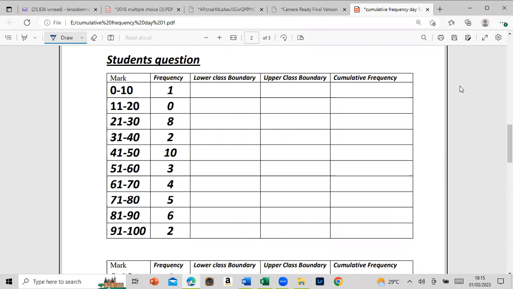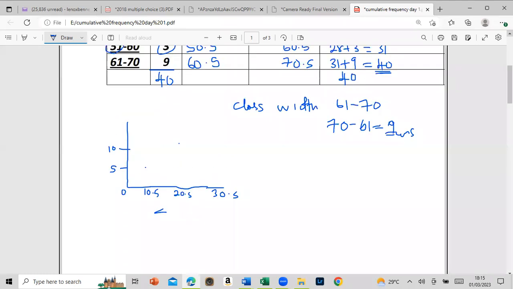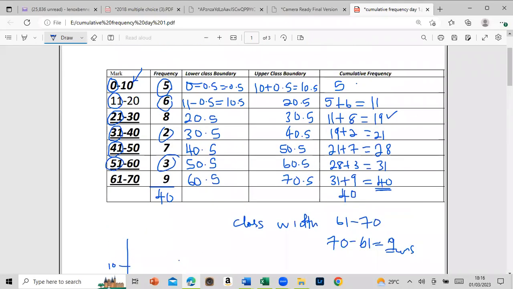All right, let me just go back on something, guys. Someone was not sure about the upper class and the lower class boundary. It's very easy. For example, you want to get the upper class. There's a simple rule: you just take the highest number, like for example, you have 61 to 70. 70 would be the number for the upper class. You just simply add 0.5 to it.